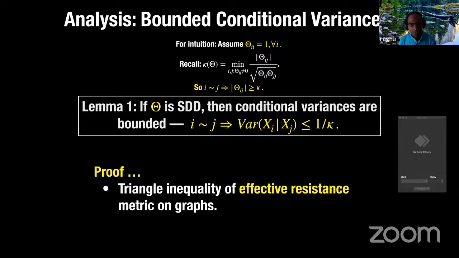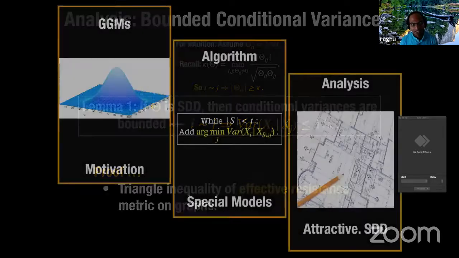Okay. And the proof of this inequality uses something simple from the Laplacian graph literature, which is just the triangle inequality of the effective resistance metric on graphs. Again, I don't have time to go in depth about what these quantities are. But basically, conditional variances on an SDD matrix correspond to certain kinds of effective resistances, and then you can connect it to the triangle inequality to prove this conditional variance bound.